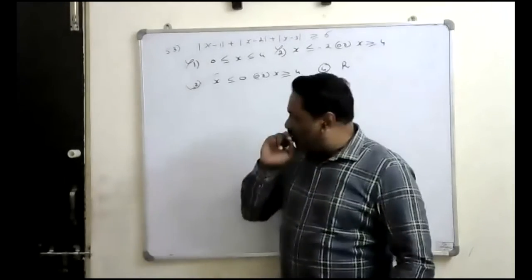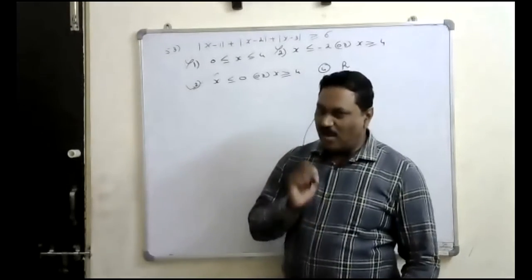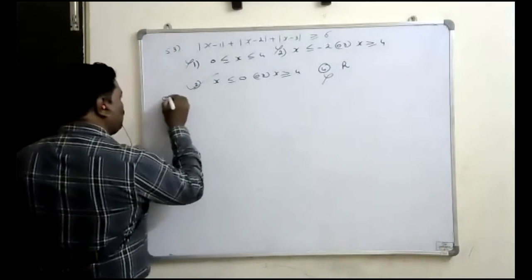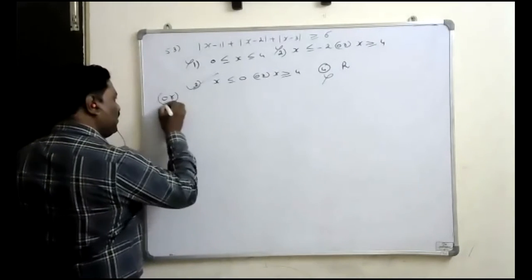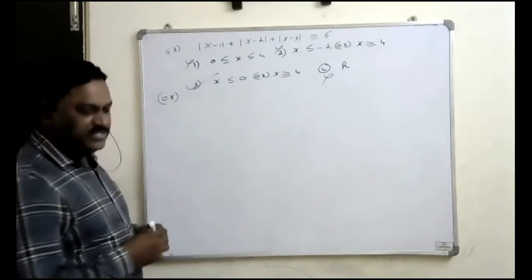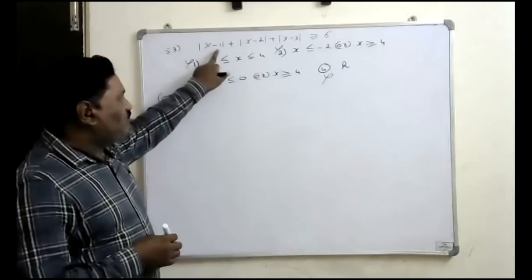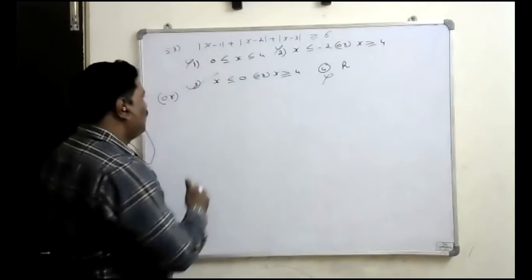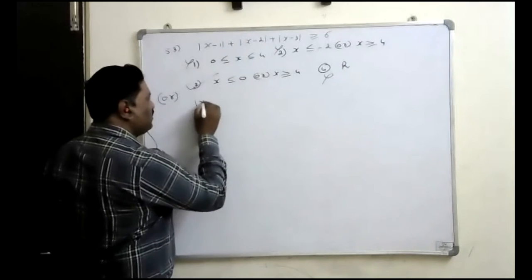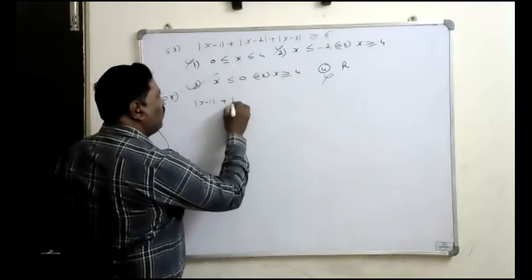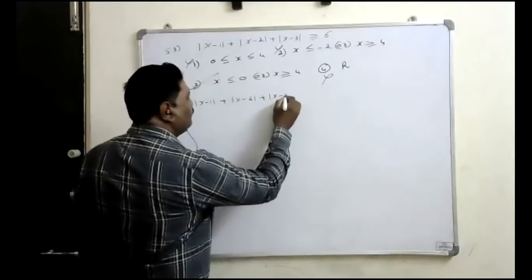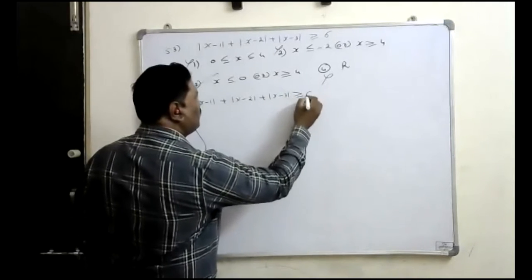So this is one method. Or if you go for the procedure, it is a very lengthy procedure for this. Whenever the modulus is there, first we have to recollect or redefine the given function. So suppose it is mod x minus 1 plus mod x minus 2 plus mod x minus 3 is greater than or equal to 6.